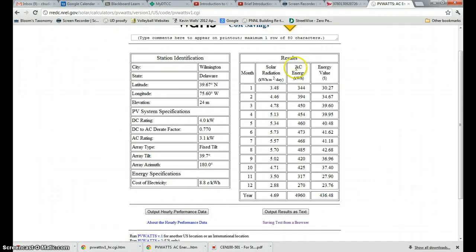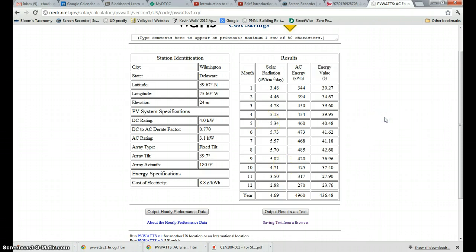And then we have the AC energy. This is the output that would come out on the AC side of the solar system, so out of the inverter, in kilowatt hours during that month. So this is a good way that you can start with your calculations here. The energy value comes from the cost of electricity. So again, we're not using the energy value column at all. So you'd use these three columns, and this would probably do okay for your results.